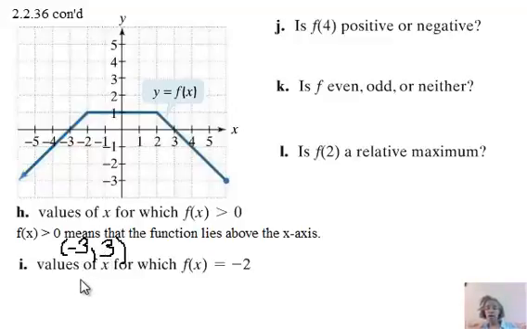So let's find the values for which f of x is negative 2. So f of x is a y value, so we want to go and find negative 2 on the y-axis, and we want to extend ourselves to the right and to the left until we touch the graph. So we want to find the values of x for which f of x is negative 2. So notice there's two values. One is right at 5.